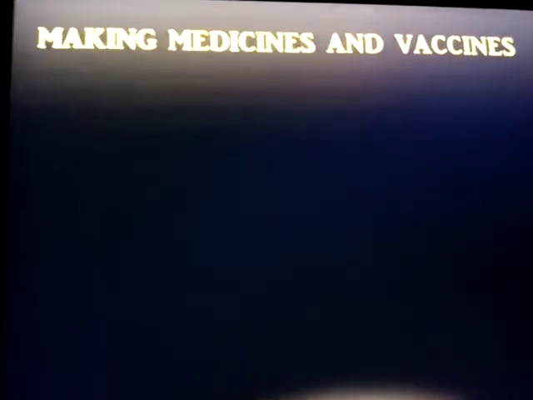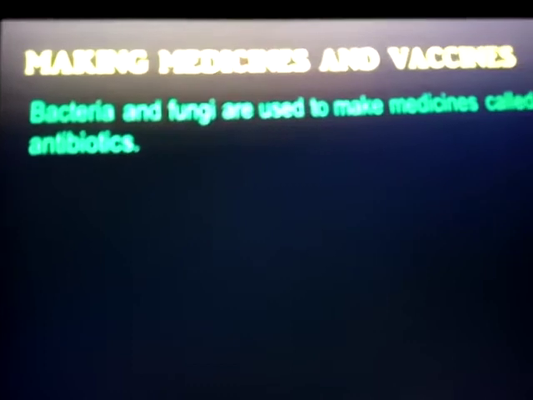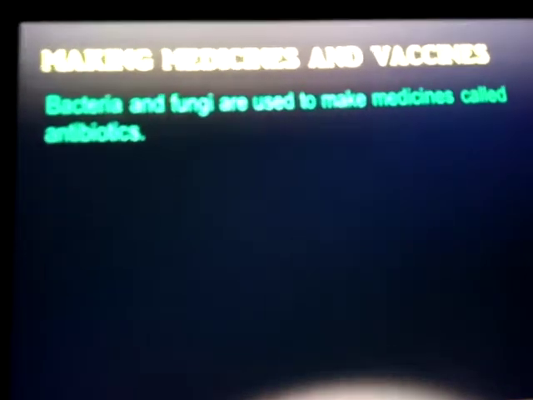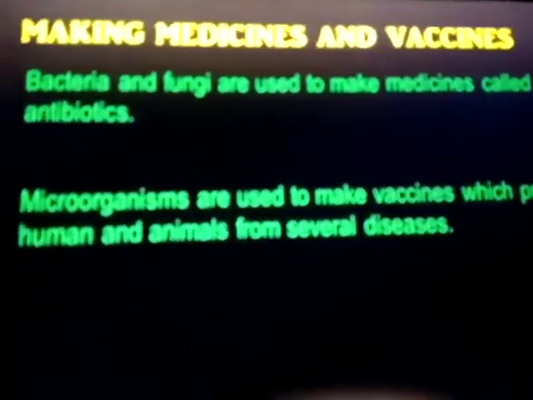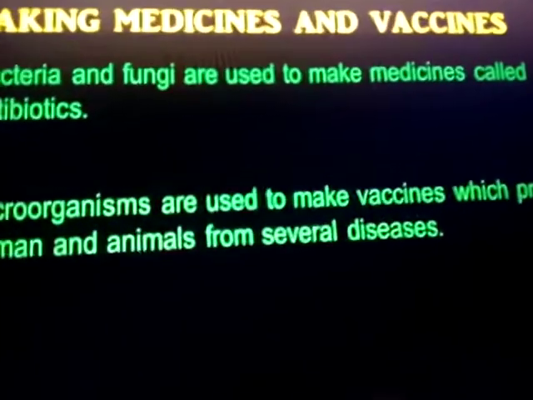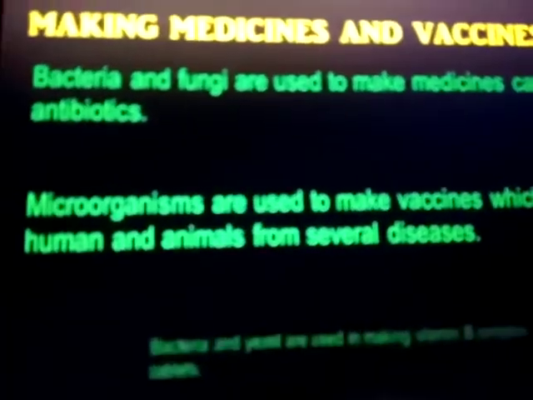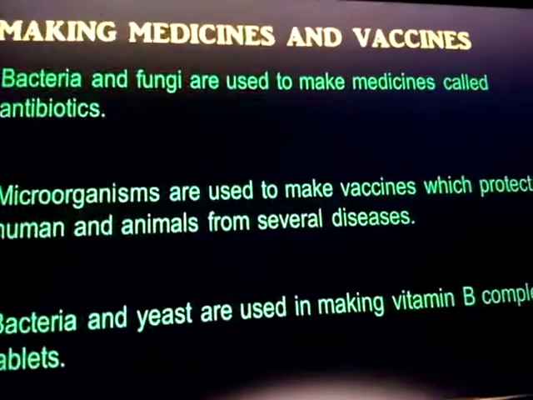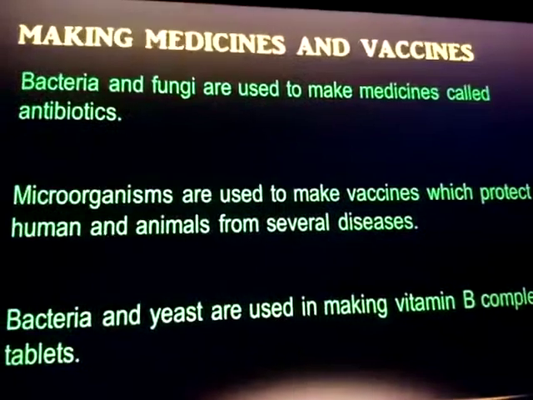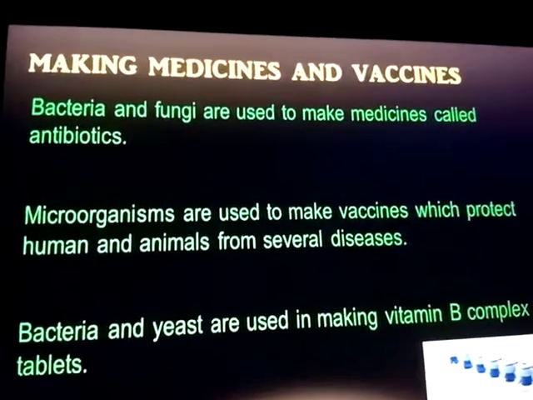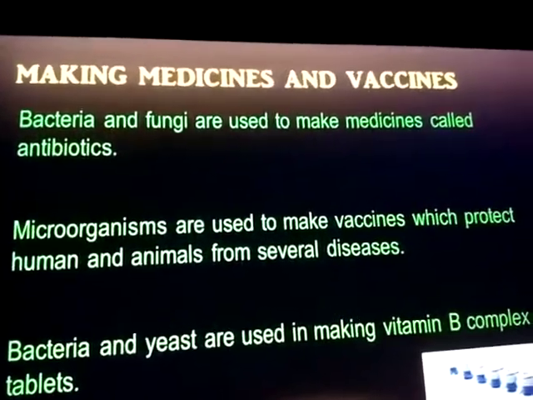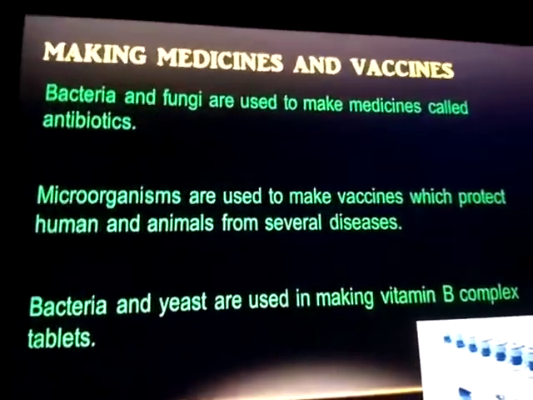Microorganisms also help in making medicines and vaccines, like penicillium. It is an antibiotic. Bacteria and fungi are used to make medicines called antibiotics, and microorganisms are used to make vaccines which protect humans and animals from several diseases. Some bacteria and yeast are also used in making vitamin B complex tablets.